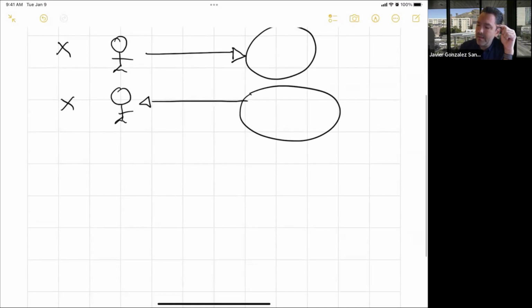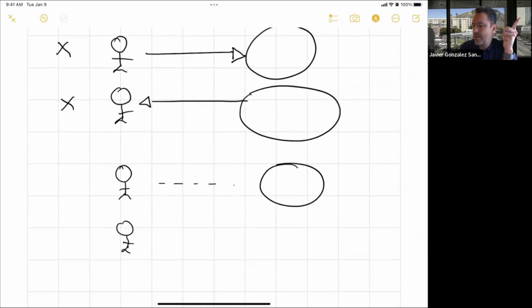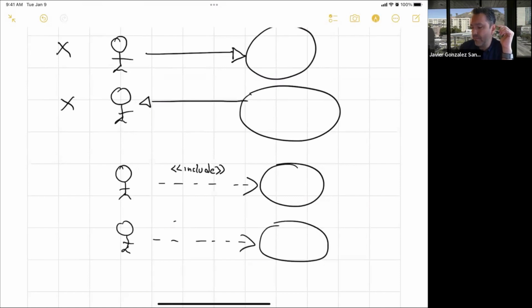Well, what about the actor? And remember that we mentioned before this dash line, include. I haven't explained yet what is include, but just to show you the idea. Or what about this line? And again, I haven't explained to you what is include, what is extend. I am going to do it. But my point right now is you cannot use them between an actor and a requirement.